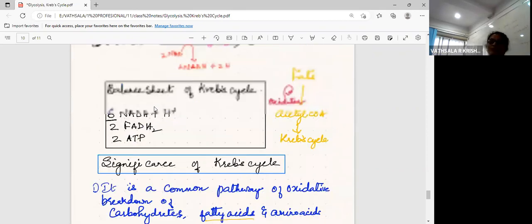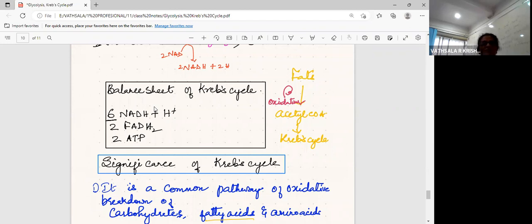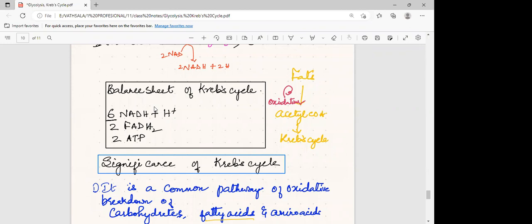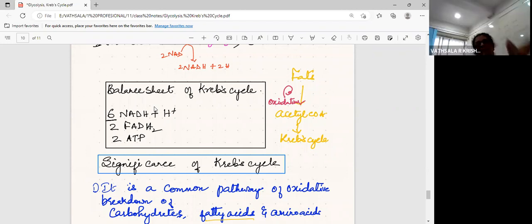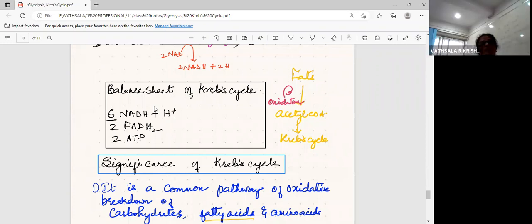So what is the balance sheet of glycolysis, guys? Online students, let them tell. Ma'am, 2 NADH and 4 minus 2, that is 2 ATP. Okay, 2 NADH is right. How many ATP? Net ATP, 2 or 4? Wait. How much do you consume? Investment is how much? How much is consumed? 2.